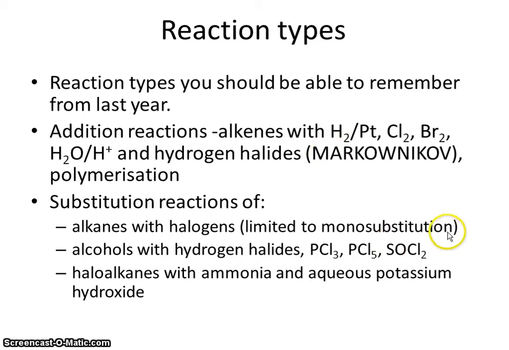You probably would have done a reaction with that to do with bromine water and alkenes versus alkanes. Right, so the substitution of alcohols with hydrogen halides, so that's PCl3, PCl5, SOCl2. These three do the same thing. They will add chlorine. So this is phosphorus trichloride, phosphorus pentachloride, and thionyl chloride. I can't even remember that one. It'll come to me.